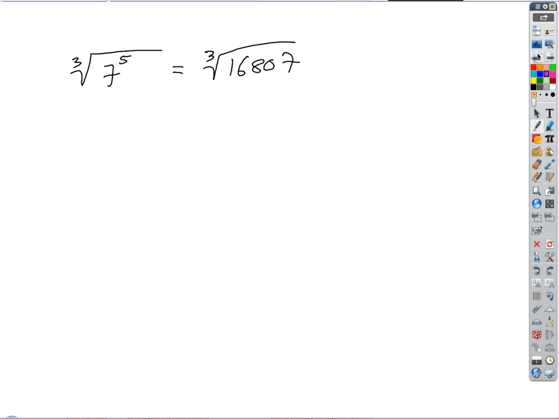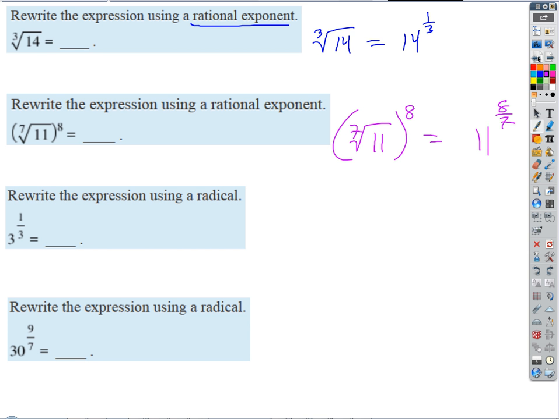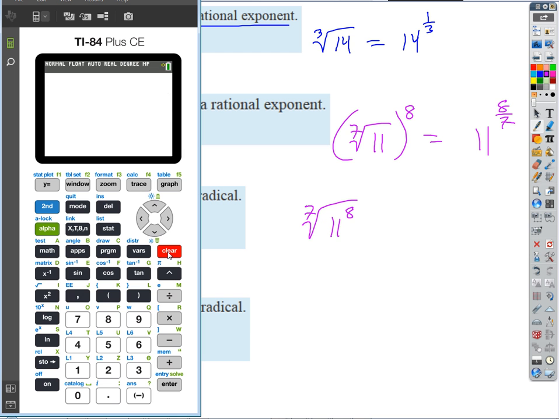Well, one thing that's really nice about these fractional exponents is, if we write this, another way we could write this is as the 7th root of 11 to the 8th, right? Well, what's 11 to the 8th? It's a big number. Here's what it is.